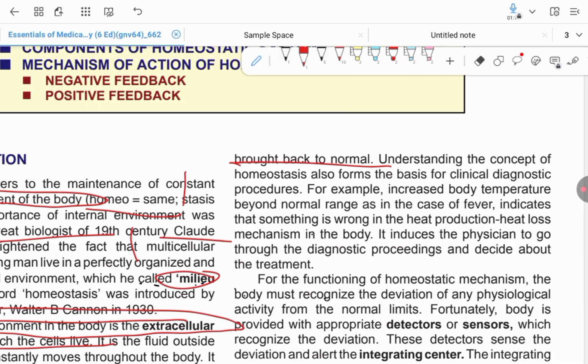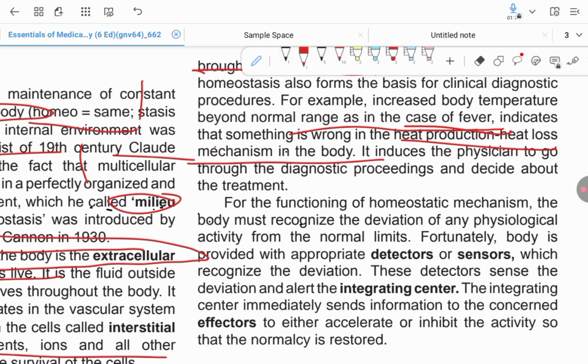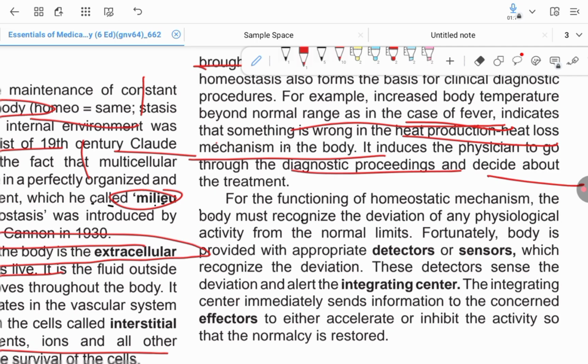So increased body temperature beyond the normal range in case of fever indicates something wrong with the heat production or the heat loss mechanism of the body. So it induces the physician to go through the diagnostic procedure and decide the treatment. To decide the treatment and to go through the diagnostic procedure, homeostasis is important, for the functioning of the homeostasis system.